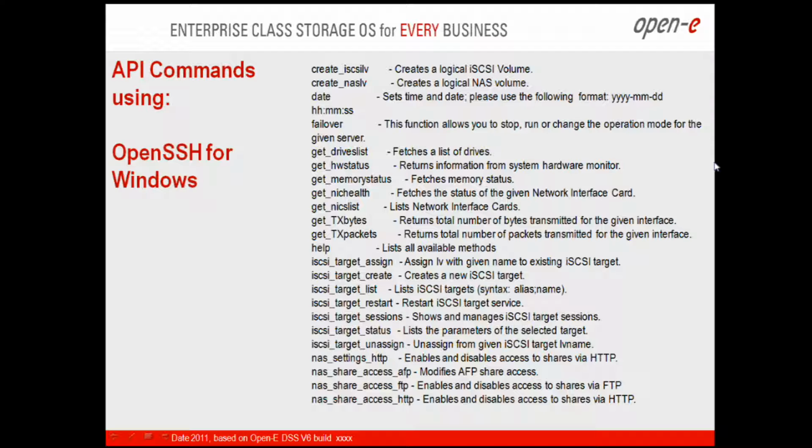But some of this is very important because you can create batch scripts and perform these functions much faster than going through the GUI. So we're seeing a lot of interest in the API function with DSS V6, especially in hosting environments.